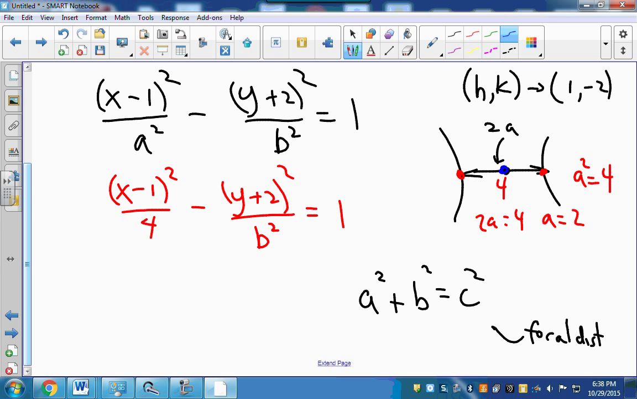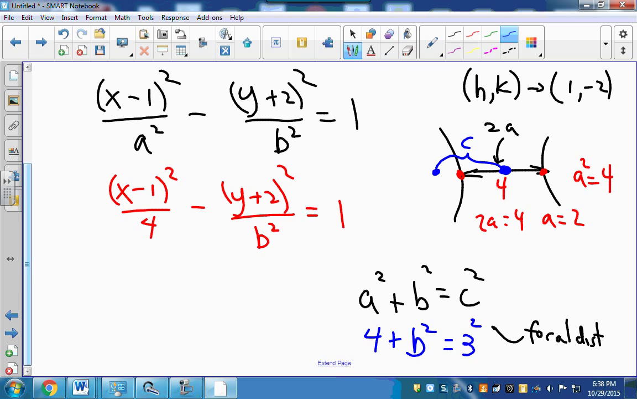Let me use a blue color here. This is our focus point out here. So this distance is c. And for this problem, that's given. If we, again, count the boxes, 1, 2, 3. The focal distance is 3. So we have 3 squared. We don't know b squared. We do know a squared is 4.